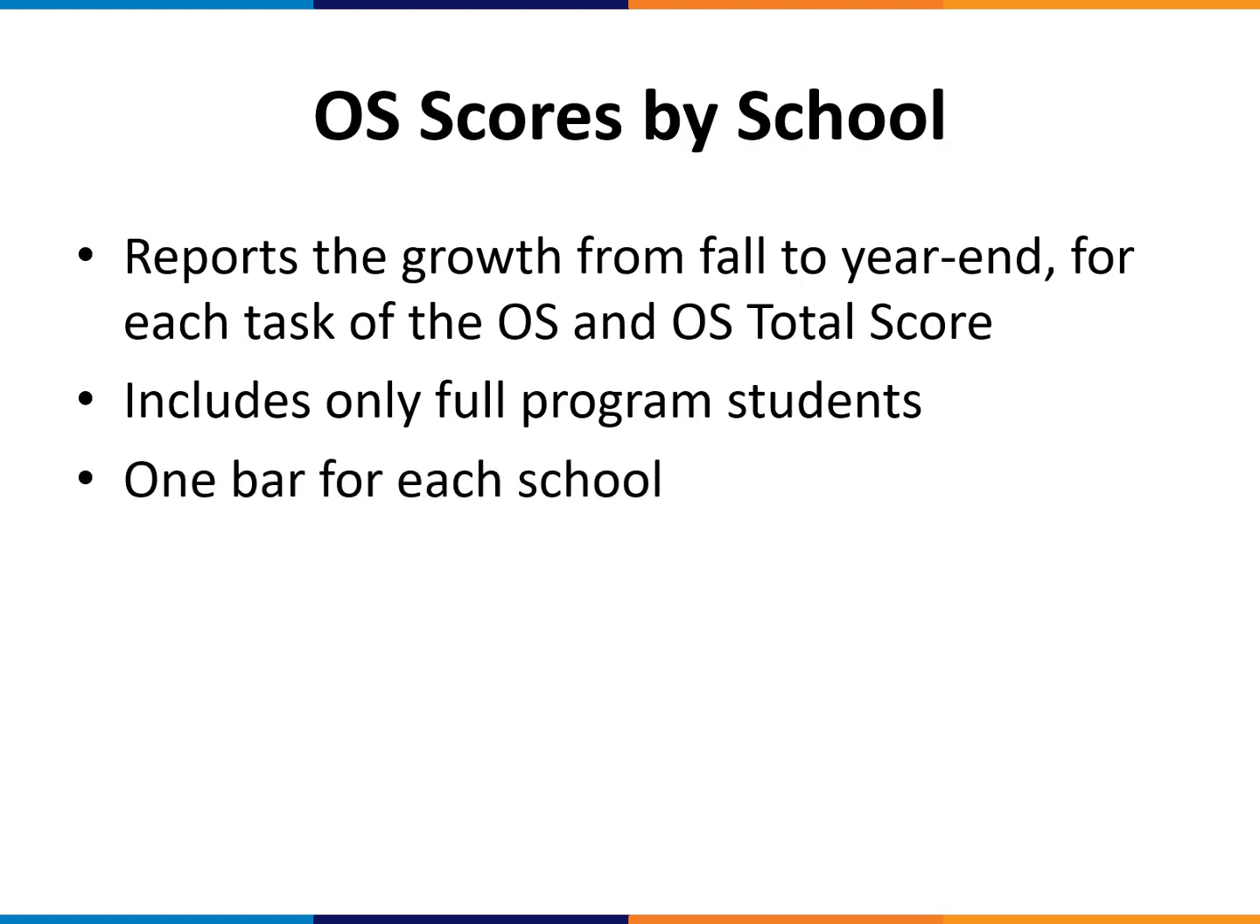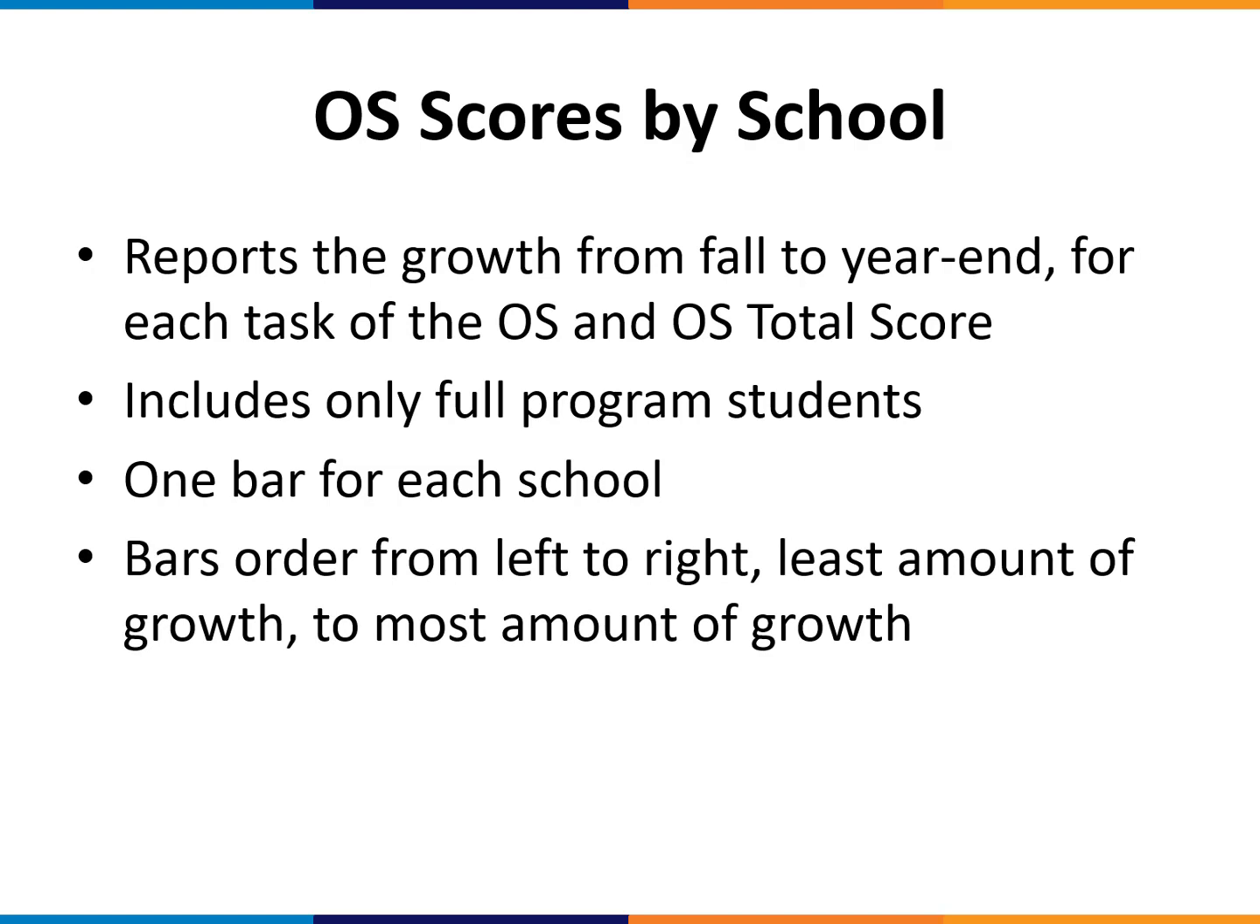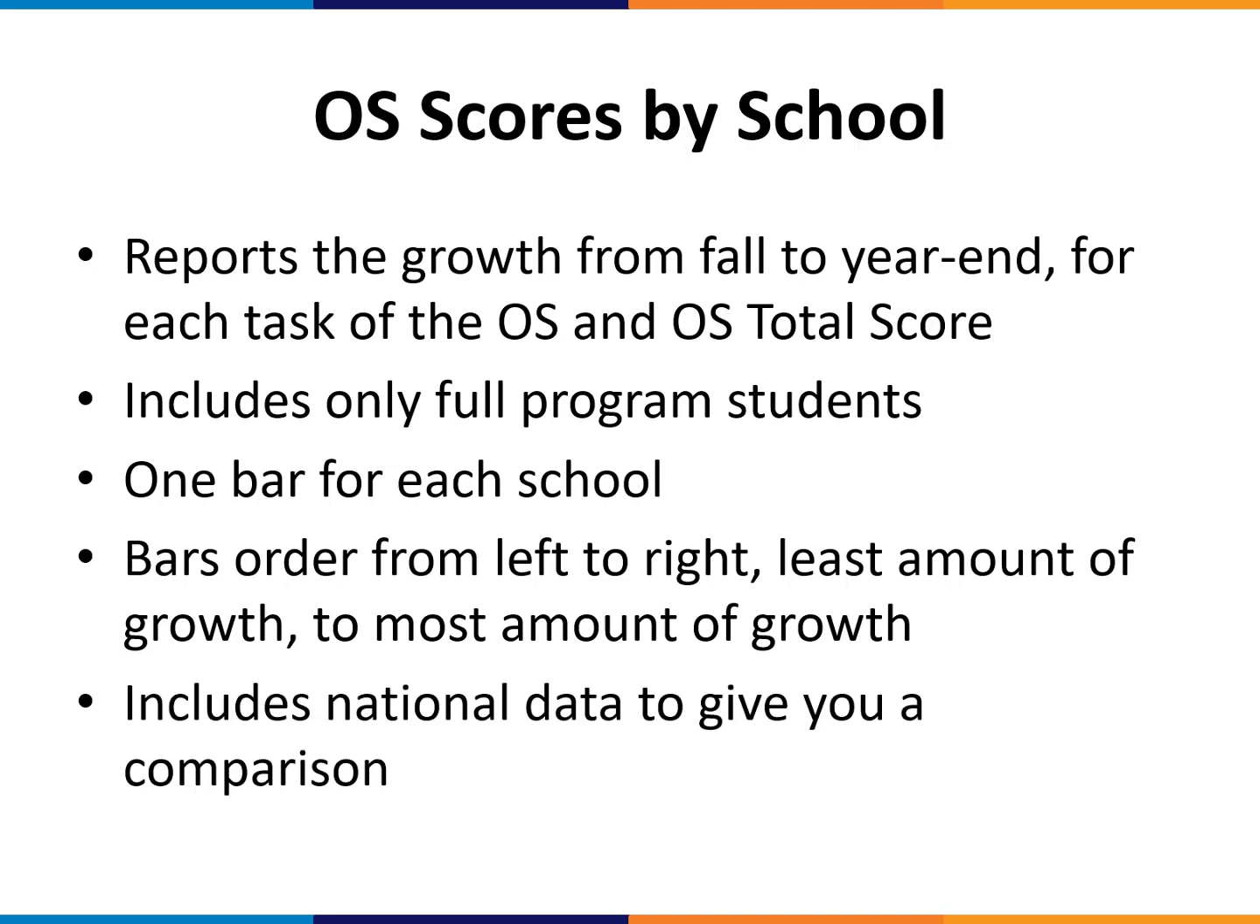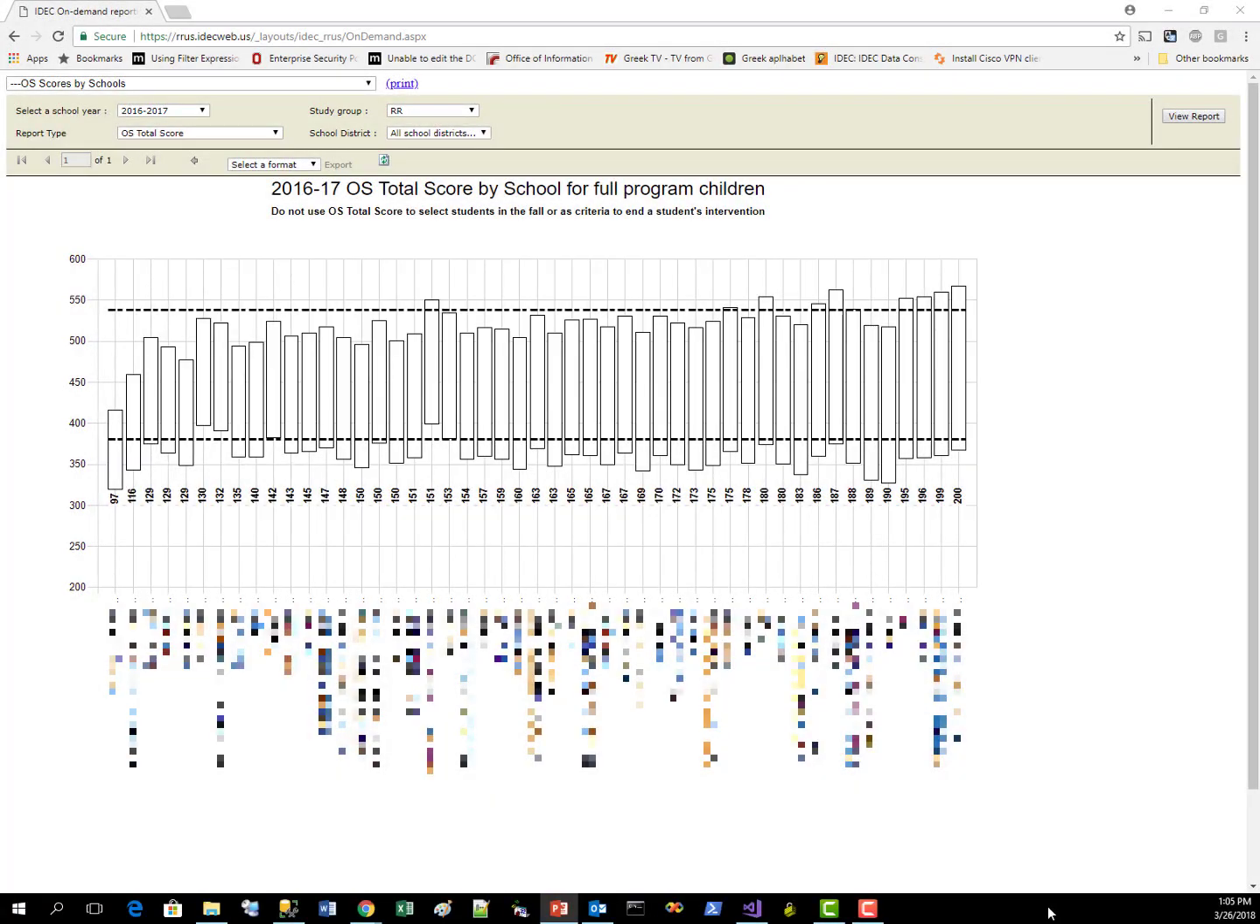There is one bar for each school on this report, and the bars are ordered from left to right, from least amount of growth to most amount of growth. And it includes some national data to give you a comparison. So let's take a look at the report. So here we are. This is an example of our OS Scores by School report.